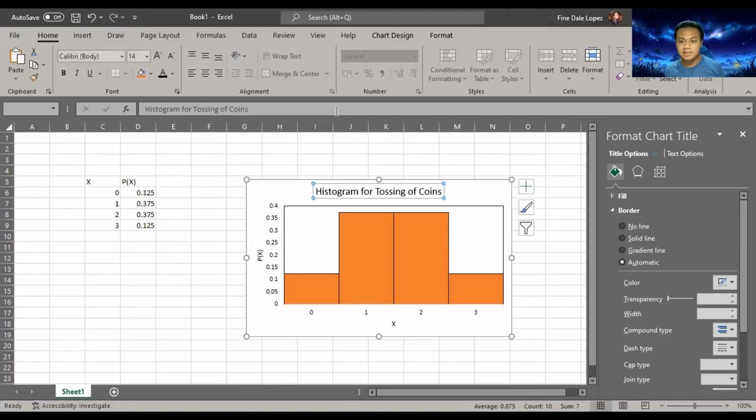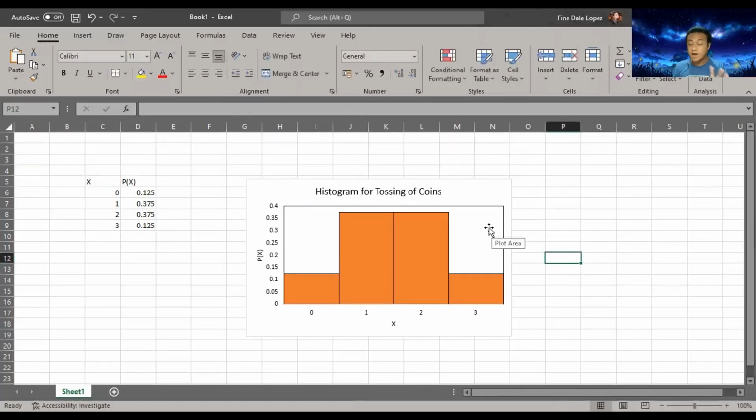So, that's how you make a histogram in Excel. That's very simple. That's how simple it is to make a histogram in Excel. Okay? So, let's go to the main lesson now.